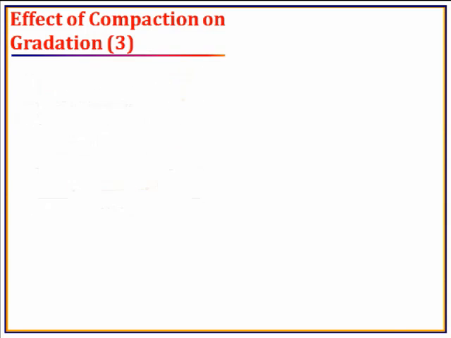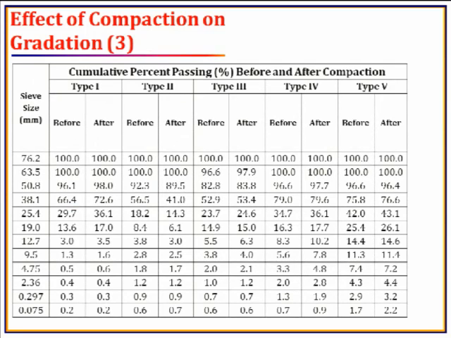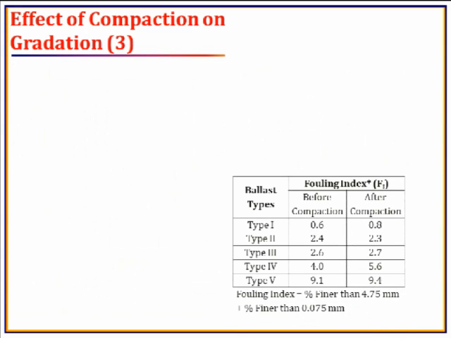This is the gradation chart that you can see with respect to the sieve sizes and the 5 different materials. If you look at the number 200 sieve, that means the 0.075 millimeter sieve, there is not much change between before compaction and after compaction specimens. And here is the fouling index of those 5 materials that we received from the UP ballast box test study.